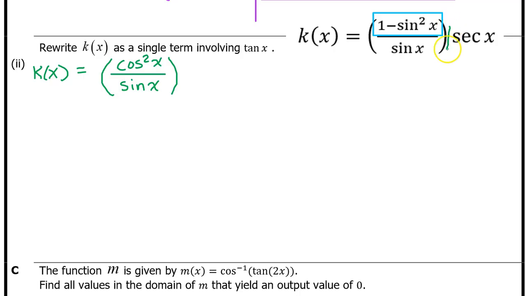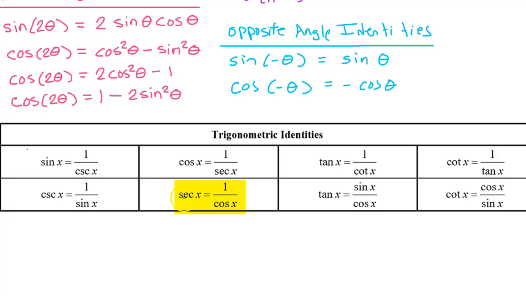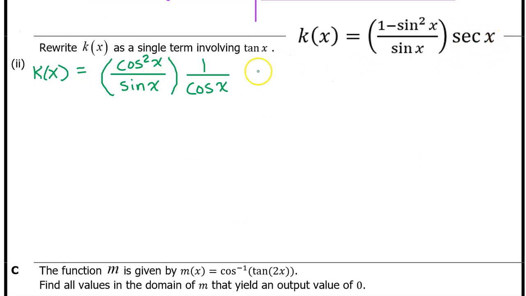However, there is a substitution that we can make for secant x as well. We have memorized that secant x is equal to 1 over cosine x. It is often helpful to rewrite things in terms of sine and or cosine. So let's try replacing secant x with 1 over cosine x. Replacing secant x with 1 over cosine x gives us k of x is equal to cosine squared x over sine x times 1 over cosine x.